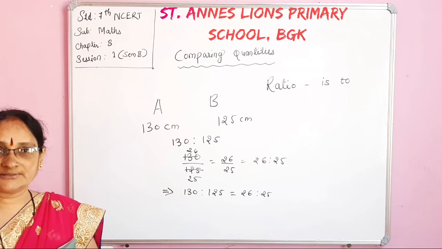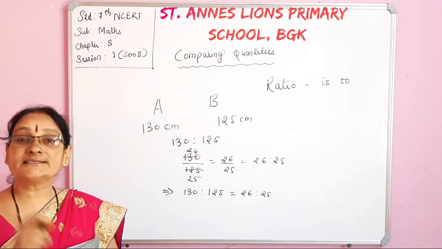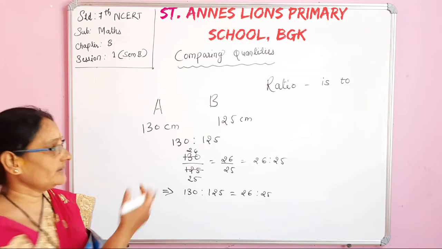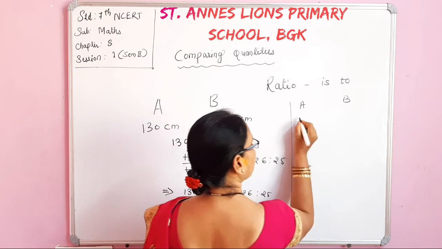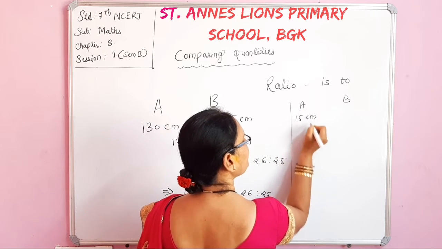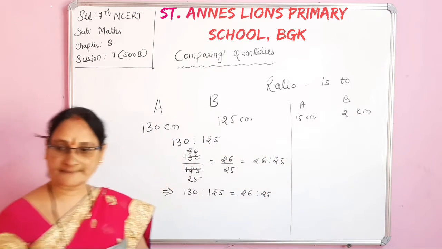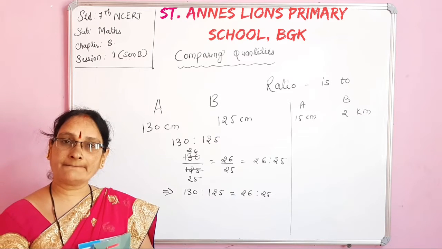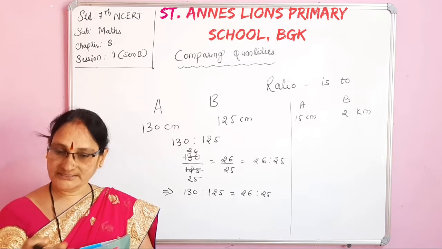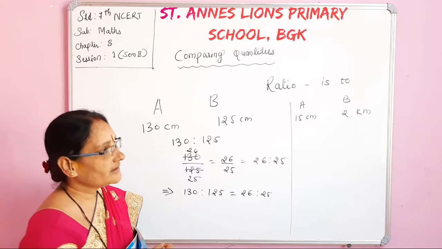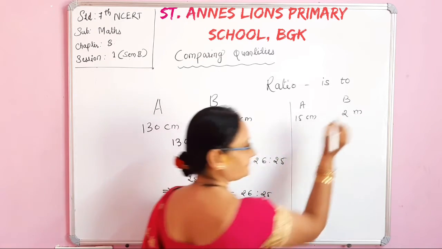Suppose sometimes the given two quantities will not be in the same unit. For example, I am taking A and B: one is 15 centimeter and one is in kilometer. How can we compare? Suppose it may be the distance. One is 15 centimeter distance, one is 2 kilometer. Kilometer is so big, better we will take in the meter.